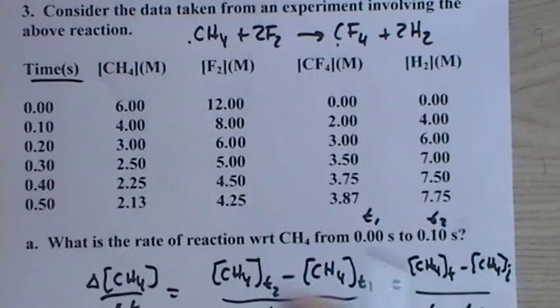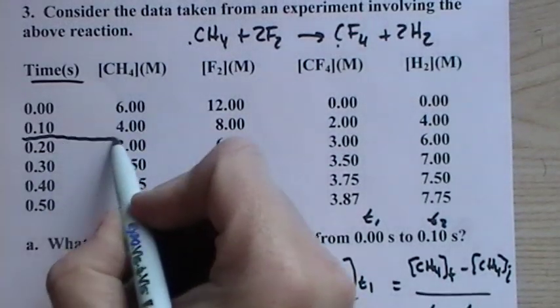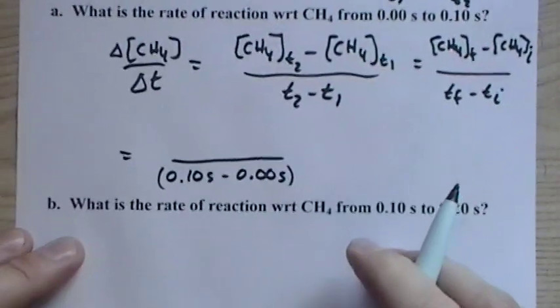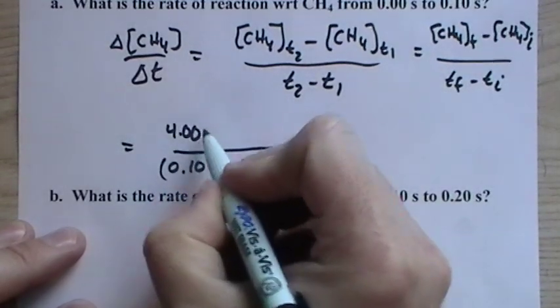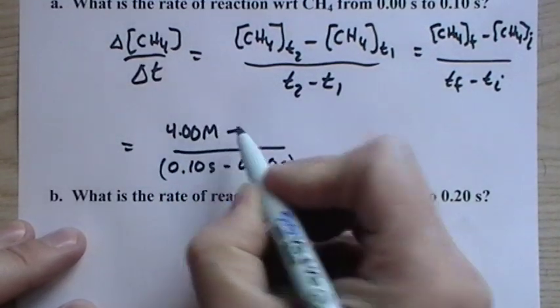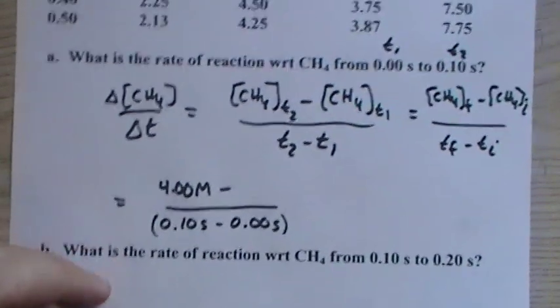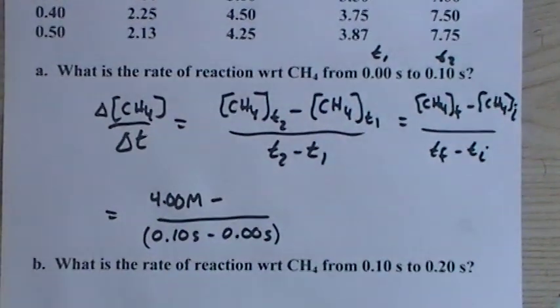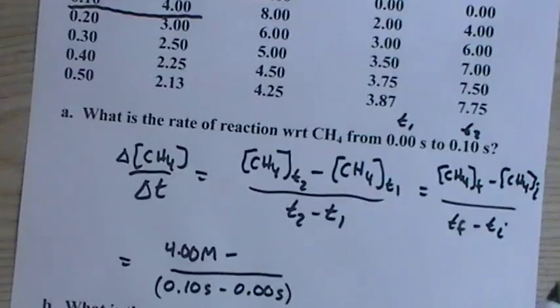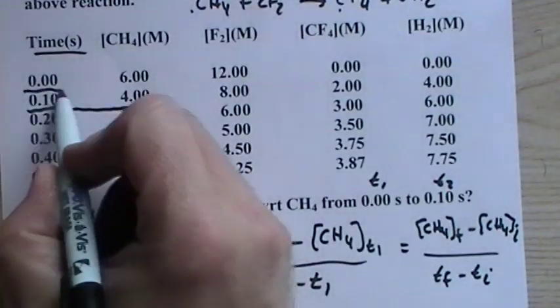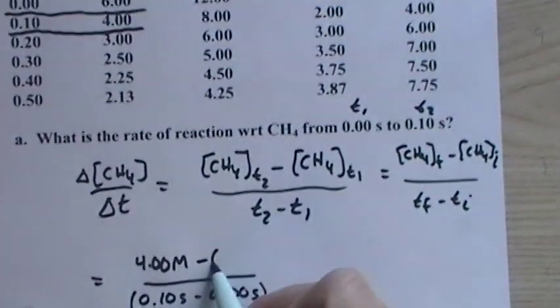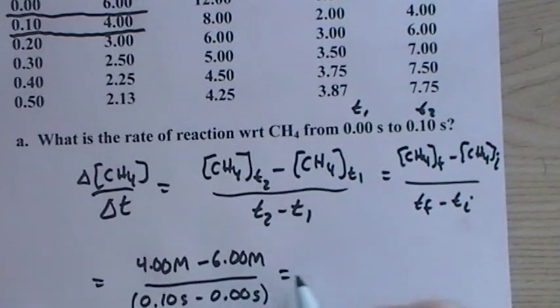The concentration for methane at 0.1 is 4 molars. And you want to carry the units through. This is something that a lot of students never got into the habit of. You've got to do that. The units will really save you, and then at 0.2 seconds, 3 molar here. The units will really save you if you mess up.